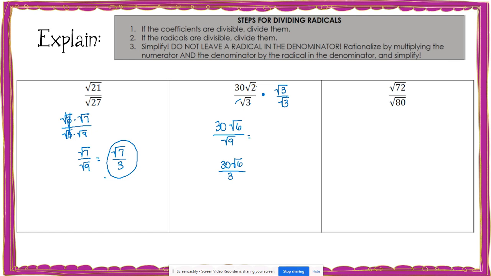Well, we know that if we did 30 divided by 3, we would actually get 10. So this would become 10. Now our square root of 6 no longer can be simplified, so we keep it in the radical. Since we did 30 divided by 3, we got rid of our denominator altogether, and our solution is 10 times the square root of 6.